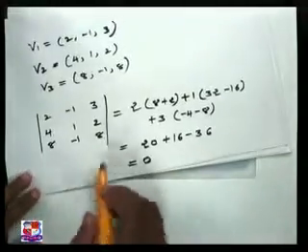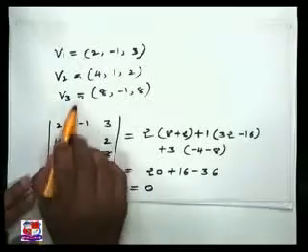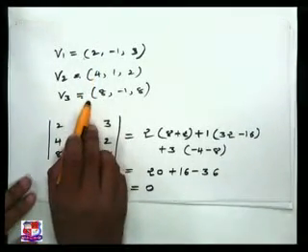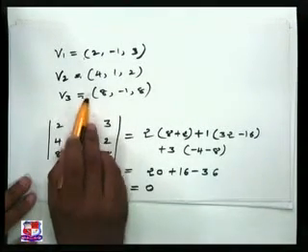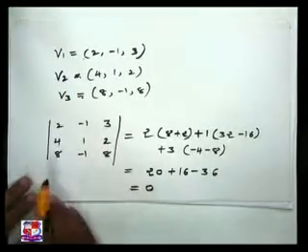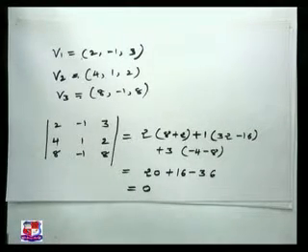That means what? These three vectors are linearly dependent. That means these three vectors do not span R3. So you can also check this example by using the determinant, which is a very simple method. Okay, using that previous theorem.